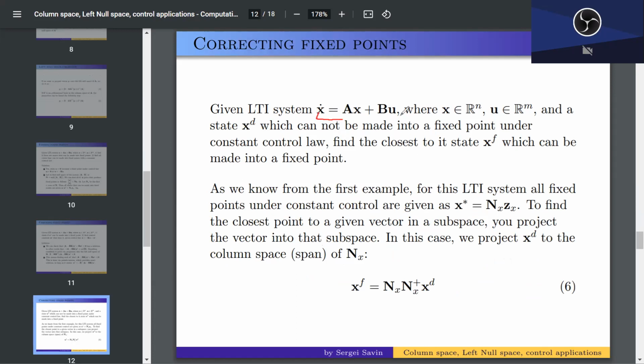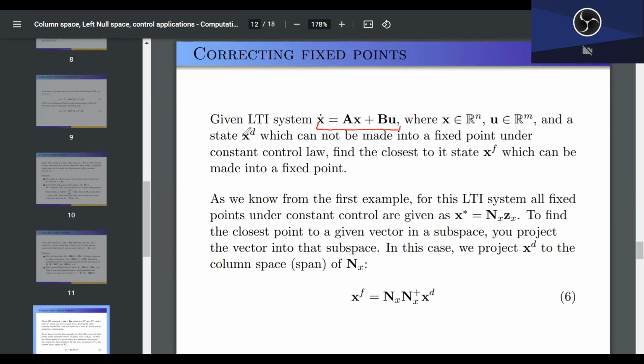Again, same system. We have a state which cannot be made into a fixed point under constant control law. And we want to find closest to its state, xf, which can be made into a fixed point. So we know this cannot be made into a fixed point, but this should be made into a fixed point. And we want to find this, which is as close to xd as possible for this system.